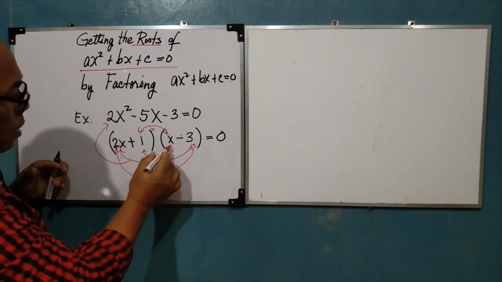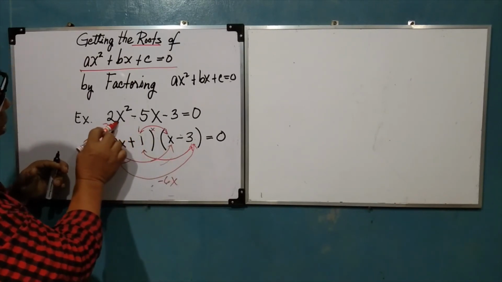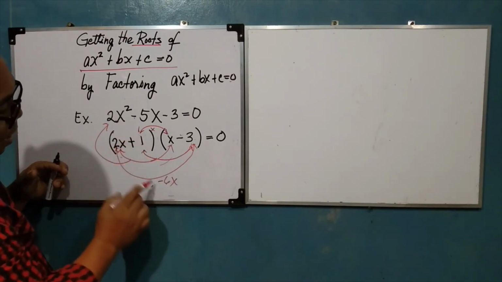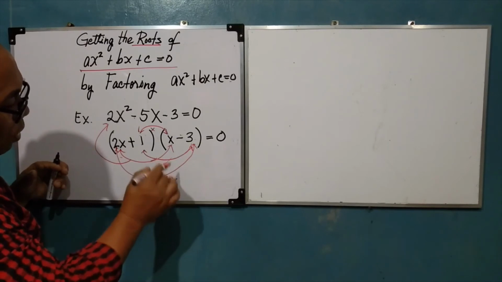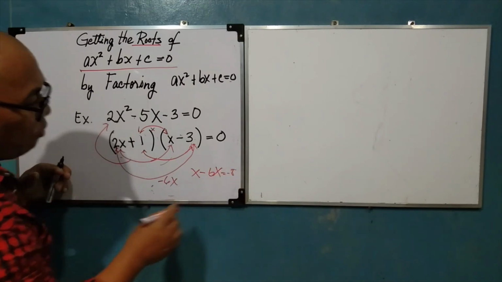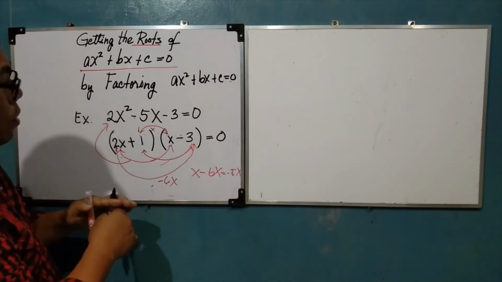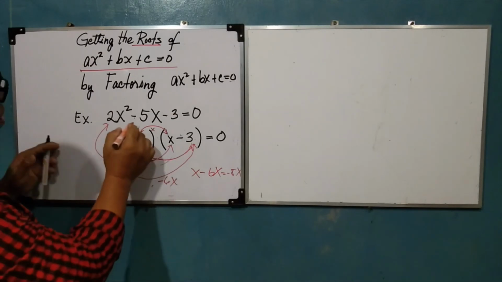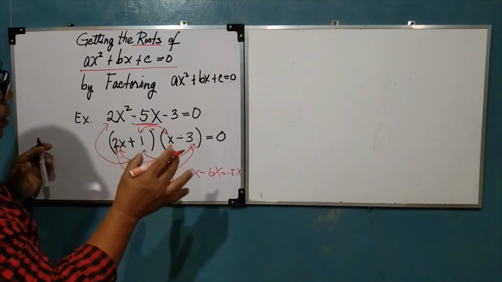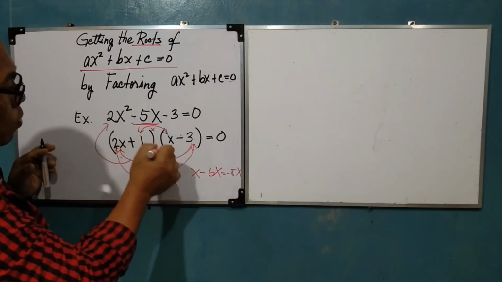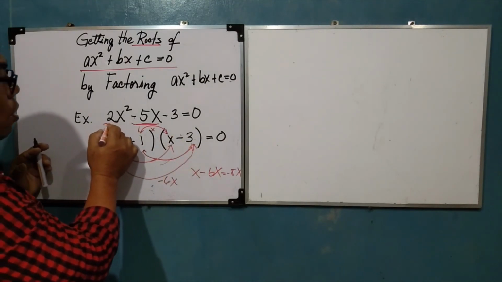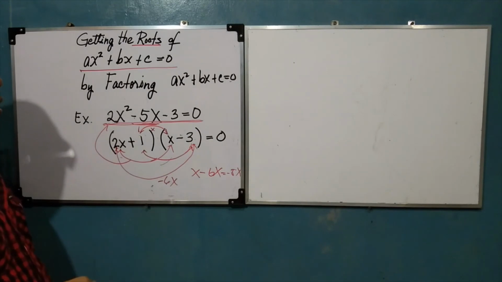For the first terms, you have 2x squared. Now, you have two similar terms here, x and negative 6x. If you combine them, x minus 6x is equal to negative 5x. So that is exactly this. So what we got, 2x plus 1 and x minus 3, are the factors of this quadratic equation.